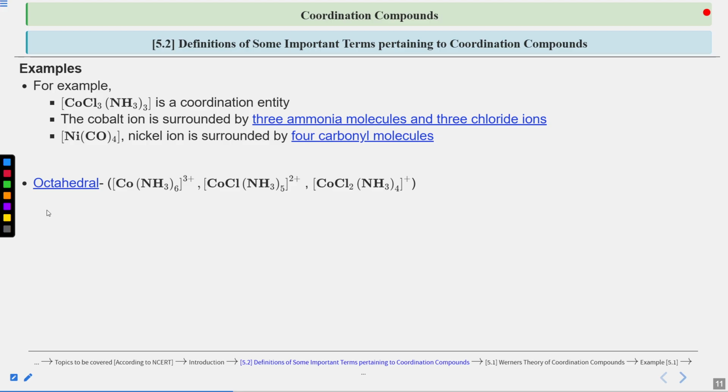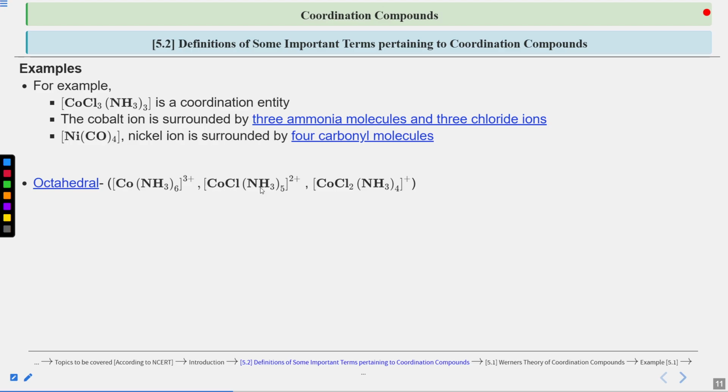Now let's see the shape wise. Octahedral basically means the central metal or ion is connected to 6 ligands, 6 molecules around itself. Like you can see this example of [Co(NH3)6]3+. Here 6 molecules of ammonia are bonding with the cobalt, the central metal, right? So this is an example of octahedral.